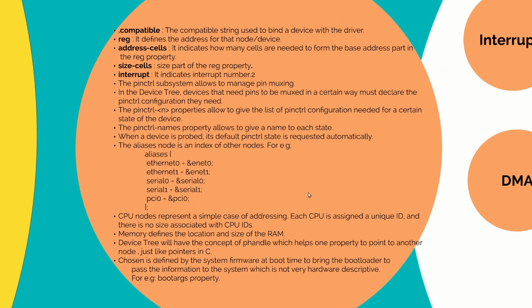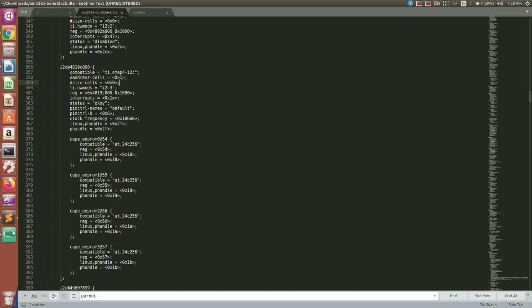Now the CPU nodes represent, as I have already explained, a simple case of addressing. Each CPU is assigned a unique ID, and there is no size associated with the CPU IDs. Memory, as I've already explained, defines the location and the size of the RAM. I already showed you. Device tree has the concept of phandle. You can say phandle is like a pointer in C, which helps one property point to another node. So we have that phandle property in the Linux device tree also.